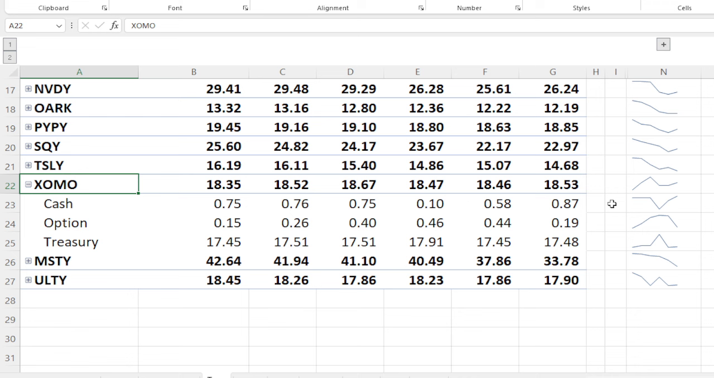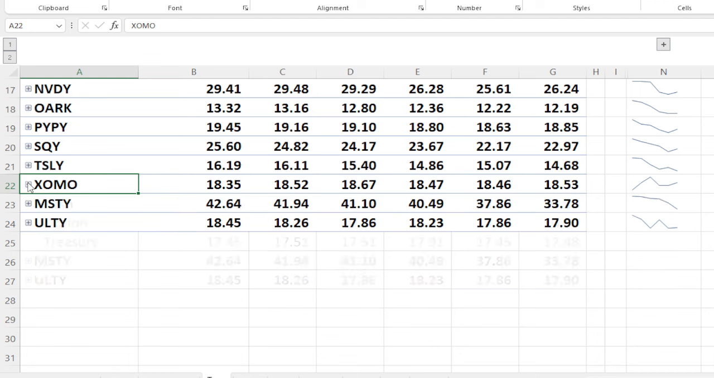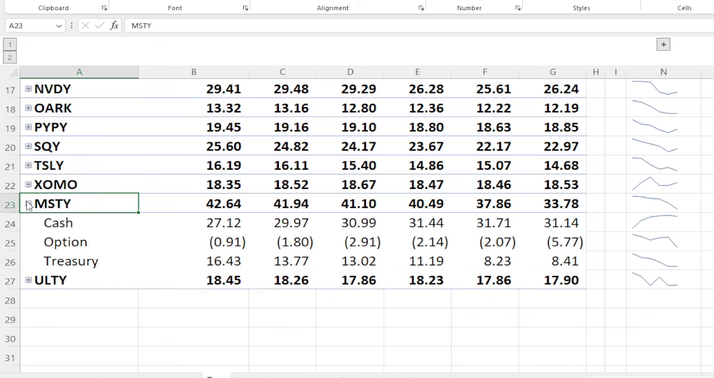But anyway, cash went from 75 cents to 87 cents, and then the treasuries went from 1745 to 1748. So not much of an improvement there. And then the options went from 15-cent debit to 19-cent debit. So yeah, any little bit helps because I feel like SHOMO should really, well, maybe in the future they'll start outperforming.